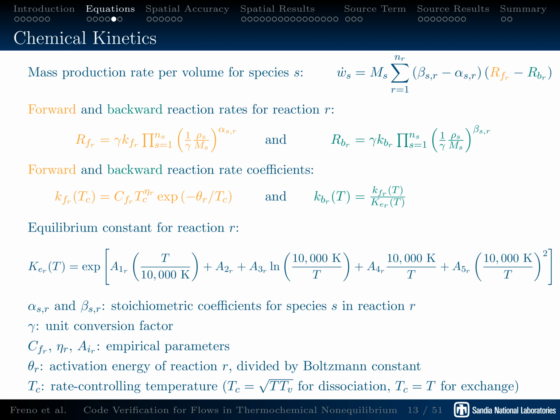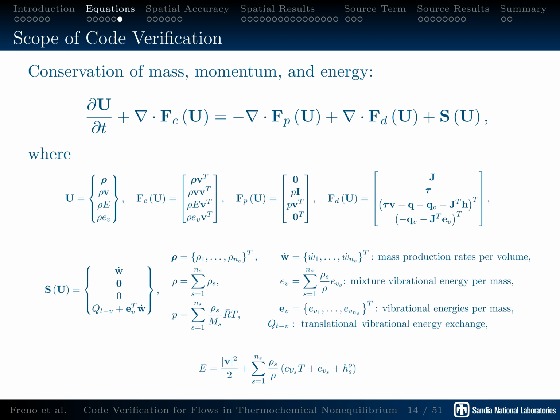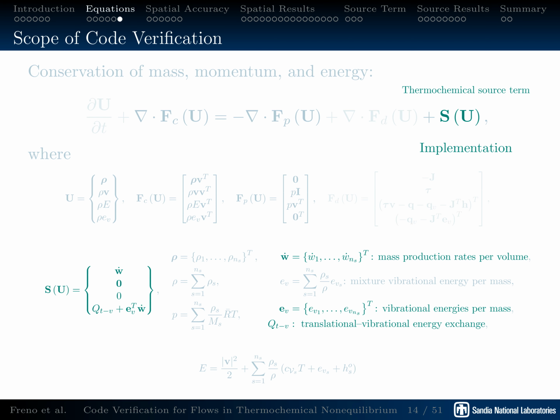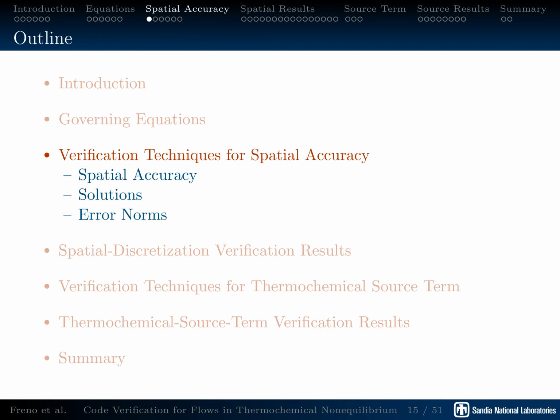I'm showing these models not to thoroughly go over their details, but rather to convey how involved their structures are. The scope of this verification work is restricted to the non-diffusive flux gradients and the thermochemical source term. In particular, we are interested in the spatial discretization of the non-diffusive flux gradients and the construction of the thermochemical source term. Now, I will discuss the verification techniques for the spatial accuracy.